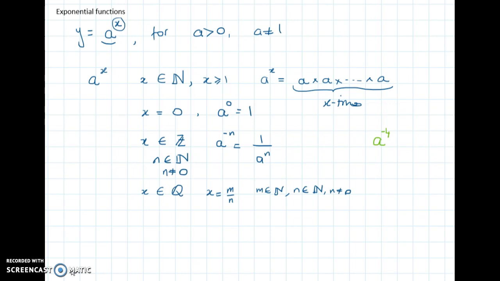Let me say that my value m here could even be an integer. So when we try to do a to the power of m over n, this is defined as follows. We have two options. We can take the nth root of a and then take the mth power of that, or that would be the same as doing a to the power of m first and then taking the nth root of that.